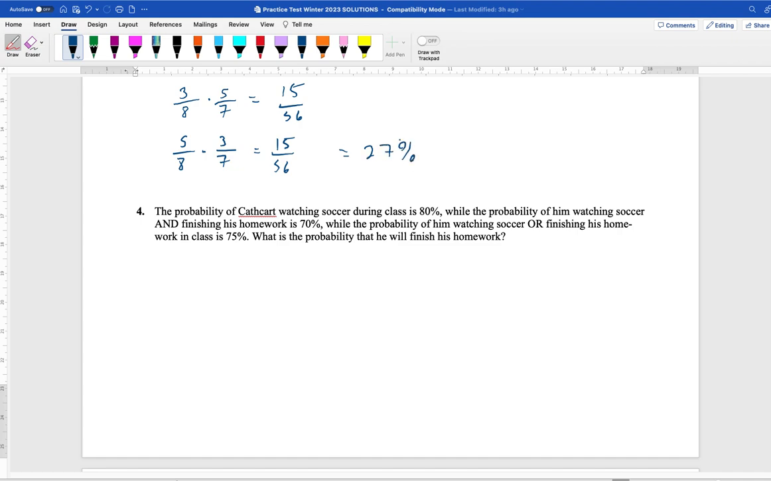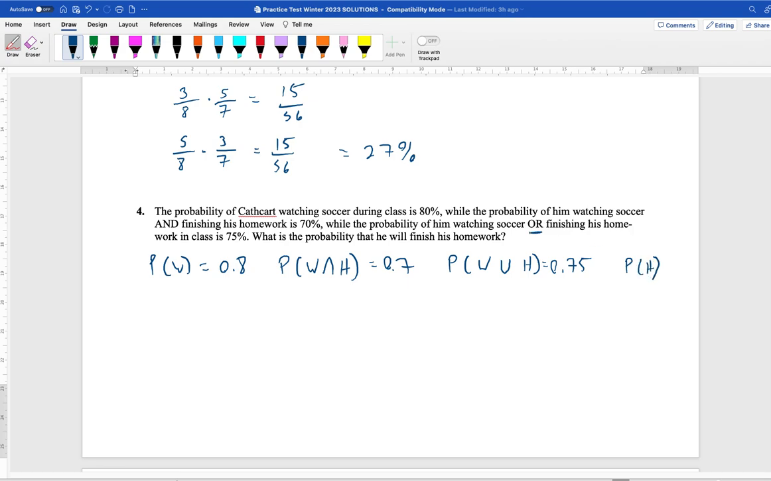Probability Cathcart watching soccer during class is 80%. So let's write down here. Probability of watching soccer is 0.8. While the probability of him watching soccer and finishing homework is 70%. So probability of watching and homework is 0.7. While the probability of watching soccer or finishing his homework is 75%. So probability of watching soccer or homework is 0.75. What's the probability he'll finish his homework?